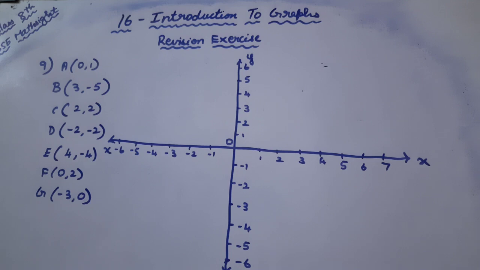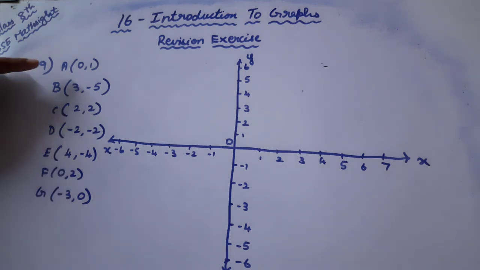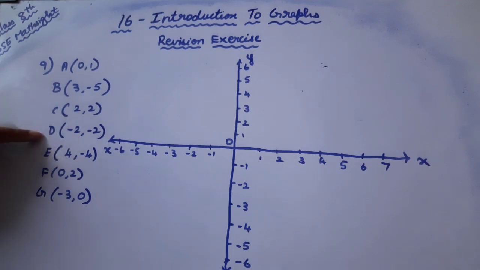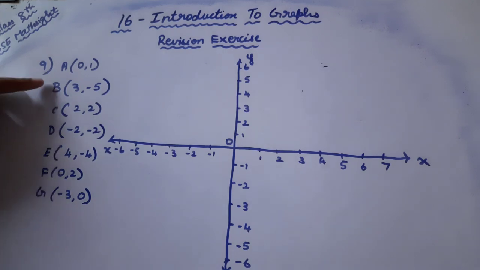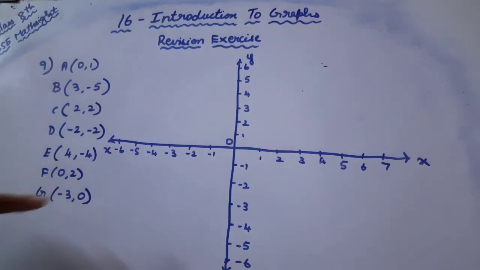We are seeing class 8, chapter 16, Introduction to Graph, and we are seeing the revision exercise. We are going to see the ninth sum. Plot the points. They have given the points A (0, 1), B (3, -5), C (2, 2), D (-2, -2), E (4, -4), F (0, 2), G (-3, 0) on a Cartesian plane. We have to graph these points on the Cartesian plane.